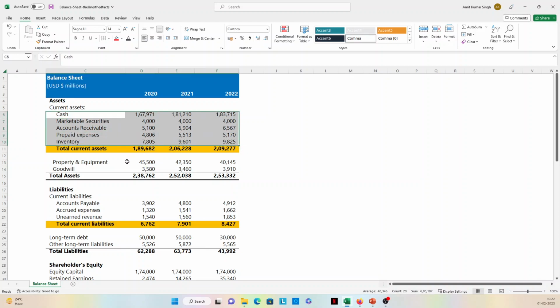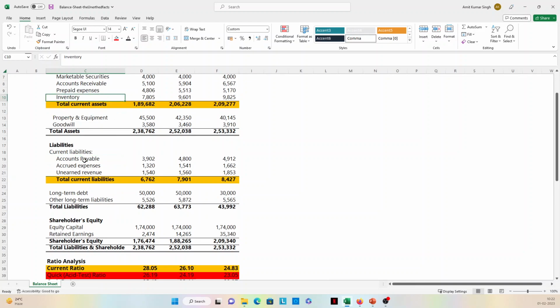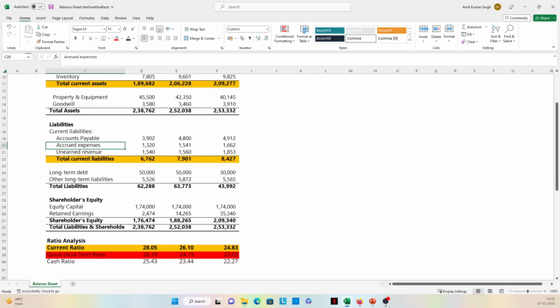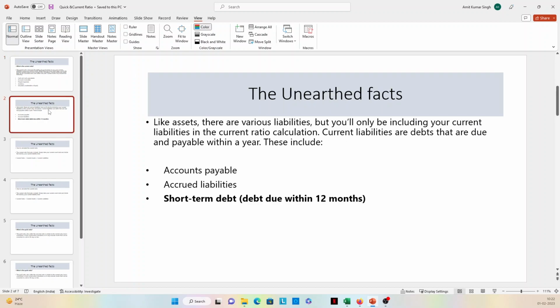What is a current asset? Now the liability side, again accounts payable. They have purchased something to make their products, whatever it may be in the industry. On a high level, let's get into the PPT again. The asset section, the liability section, and then the ratio we'll get into later. So now let's get into that. What is this current ratio talking about?